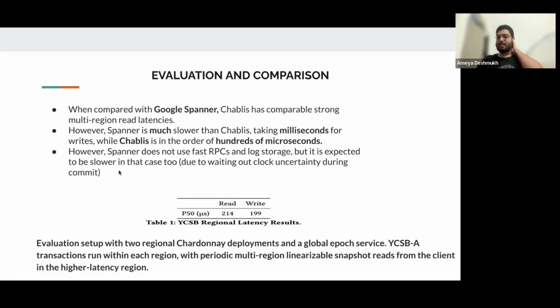The authors then conclude by saying that it's not really a fair comparison, since Spanner does not use fast RPCs or very optimized networks and storage as Chablis does. But it is expected to be slower in that case too, since we have that inherent clock uncertainty that Spanner has to wait out during the commit phase.